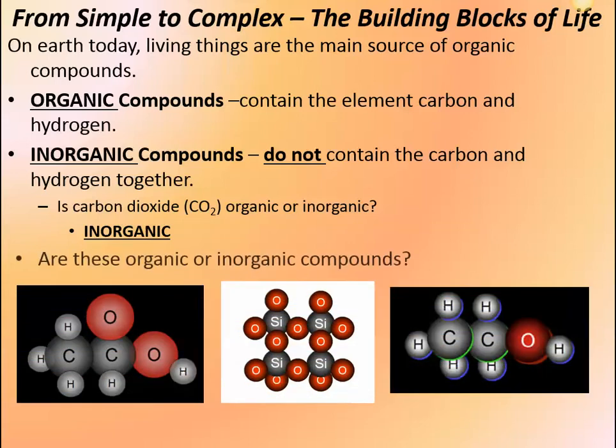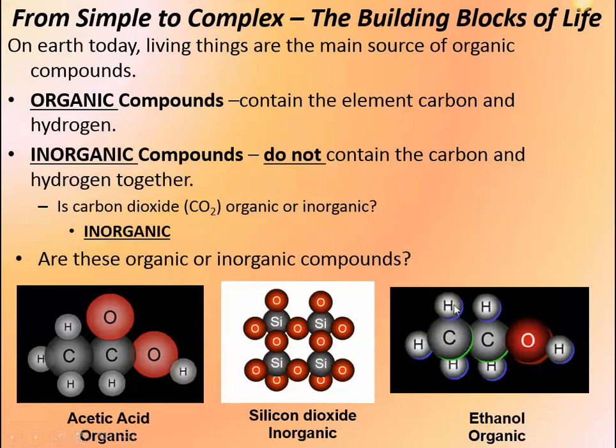Are these organic or inorganic compounds? The first one is going to be acetic acid, and that's going to be organic because you see the C and the H together. The second one, silicon dioxide, is going to be inorganic. We don't see a C and we don't see an H. This last one, the alcohol group, ethanol, is going to be an organic compound because you see the carbons and you see the hydrogens bonding together.